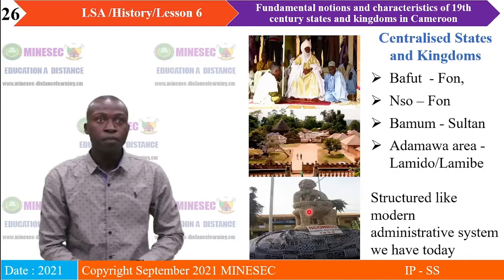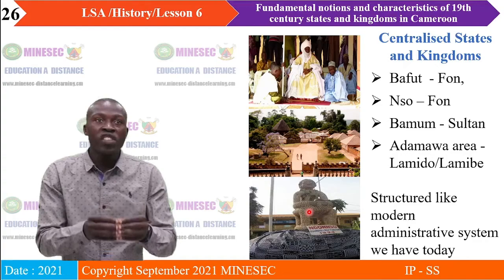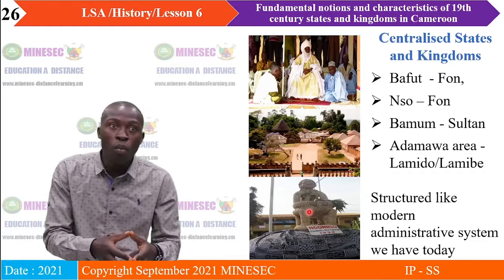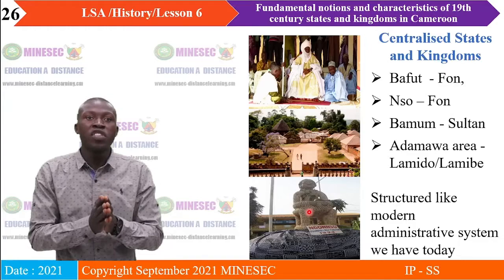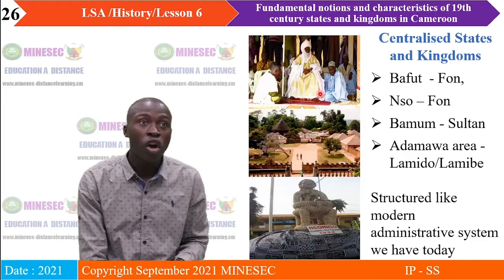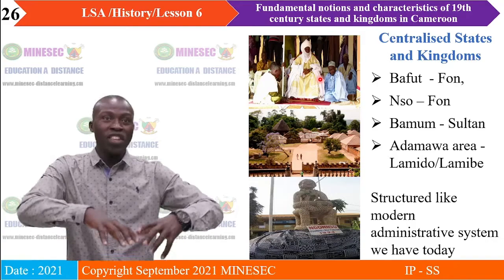Again, we talk of centralized states and kingdoms like the Bafut, the Nso, the Bamum, and the Lamidats of the Adamawa area, which were actually structured like the modern administrative systems we have today. We see the authority wielded by the Lamido of a centralized kingdom, like the Lamidat of Ngaoundere.